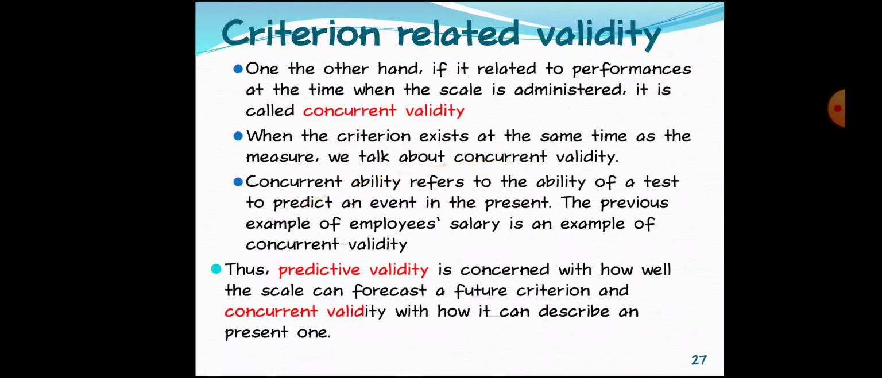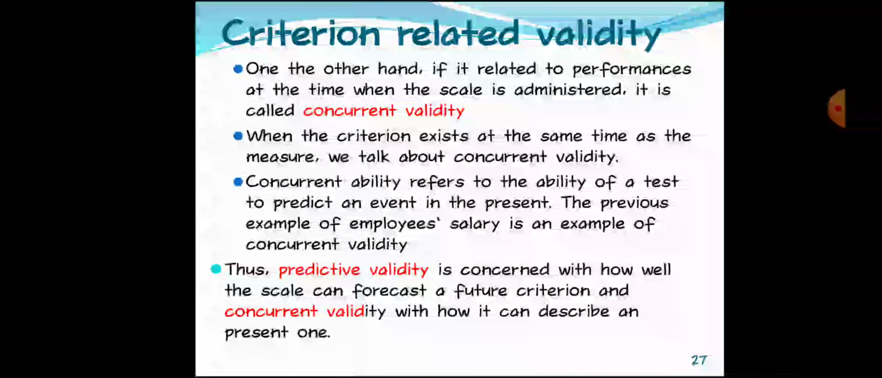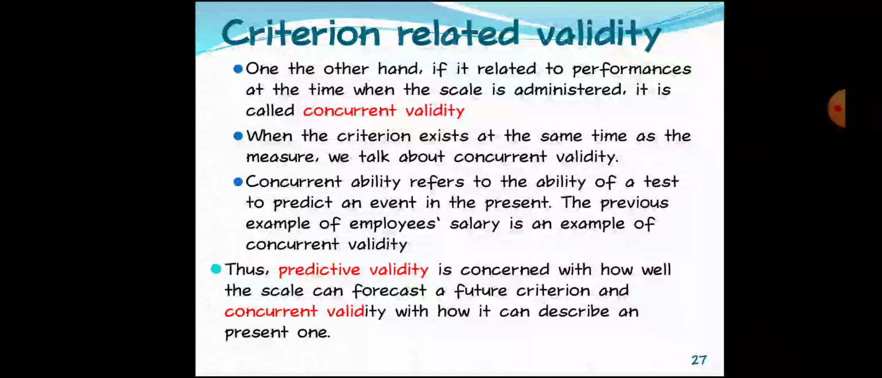On the other hand, if it relates to performance at the time when the scale is administered, it is called concurrent validity. When the criterion exists at the same time as the measure, we talk about concurrent validity. Concurrent validity refers to the ability of a test to predict an event in the present. The previous example of employee salary is an example of concurrent validity. Thus, predictive validity is concerned with how well the scale can forecast a future criterion, and concurrent validity with how it can describe and present one.